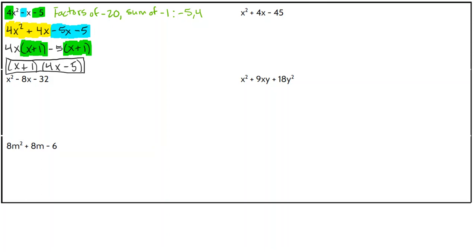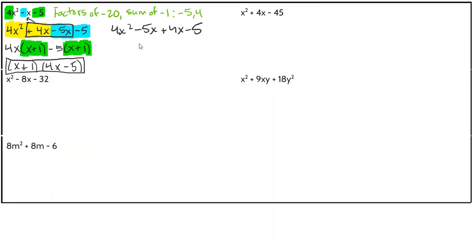So we use those to rewrite our middle term here. 4x minus 5x is the same thing as minus 1x. Then we take the GCF of the first two, the GCF of the second two. Now, you'll notice that I wrote plus 4x minus 5x. You could also do this one as 4x squared minus 5x plus 4x minus 5. And you'll get the same answer.